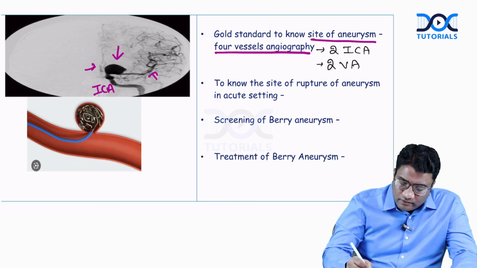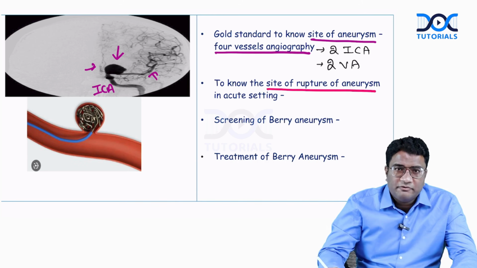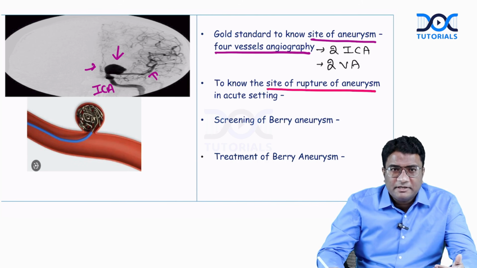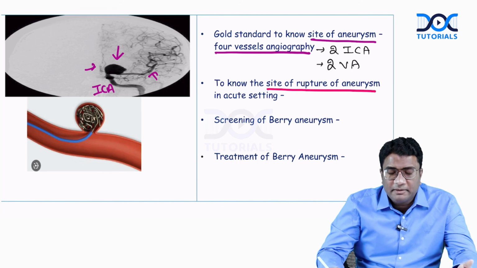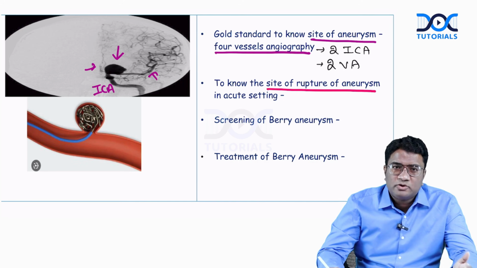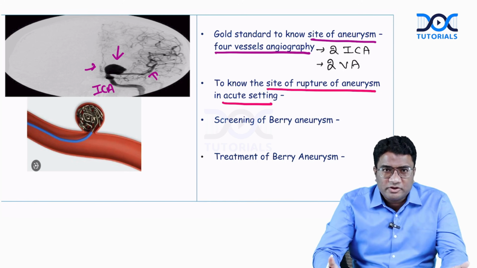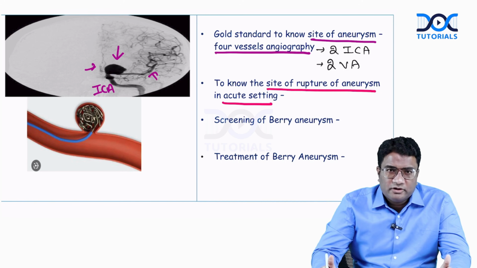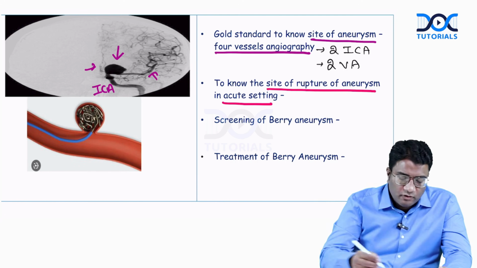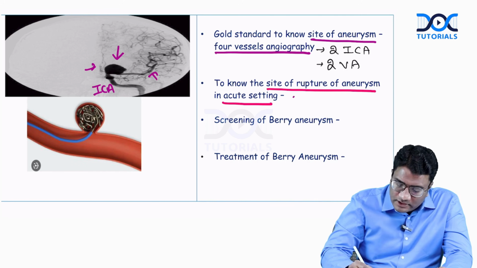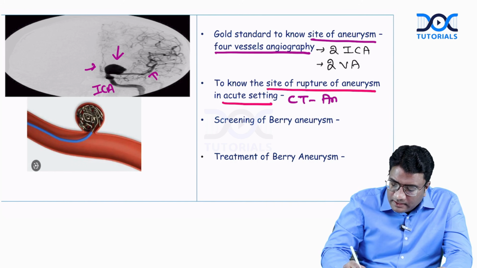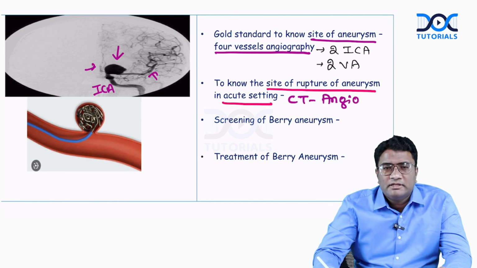And to know the site of rupture of aneurysm, where the rupture has occurred? The patient is having a worst headache, thunderclap headache. Remember, aneurysm rupture leads to subarachnoid hemorrhage. To know where is the site of the aneurysm rupture, in an acute setting, when the patient already has the worst headache of his life, we don't have much time to plan for a 4-vessel angiography or a MR angiography. We need to get the location much faster. We go for CT angiography. So to know the site of aneurysm in an acute setting, we go for CT angiography.